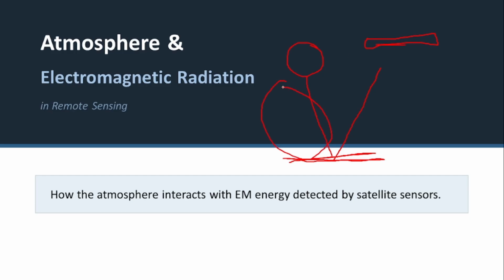So in remote sensing, both the atmosphere and electromagnetic radiations are fundamental because sensors don't directly see objects. They detect the energy that has interacted with the Earth's surface and traveled through the atmosphere. So the Earth's atmosphere plays a very important role. If we talk about remote sensing, we talk about the electromagnetic radiations and how they interact with various surfaces on the Earth and then this radiation is reflected back to the sensor.